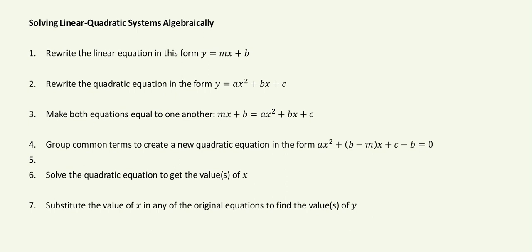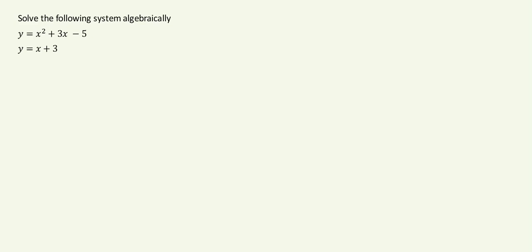The next thing we're going to do is group the common terms together, and then we're going to solve the resulting quadratic equation, get the value of x, and then substitute that back into one of the original equations we had in the system. I typically like to use the linear, but you can use the quadratic if you prefer. So let's go ahead and start working through some examples.